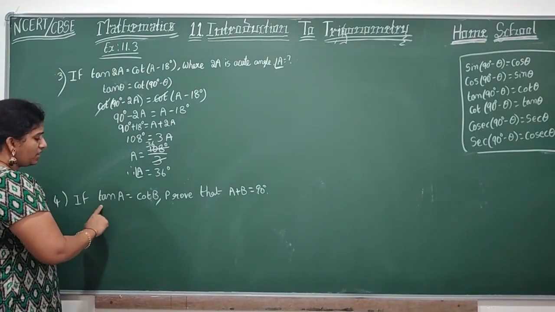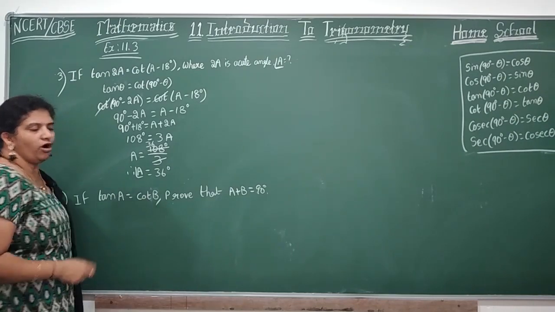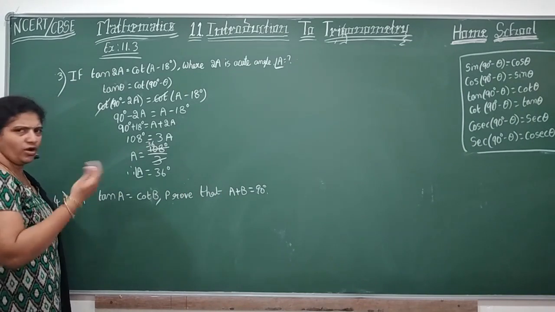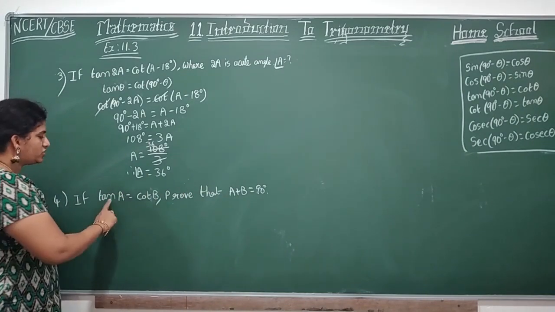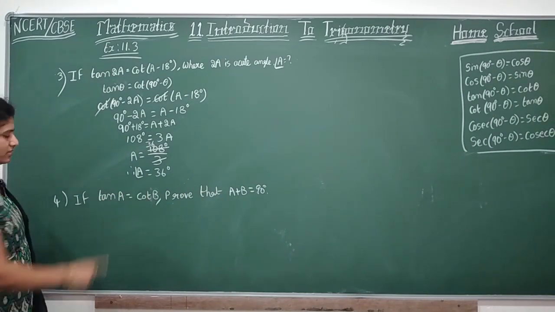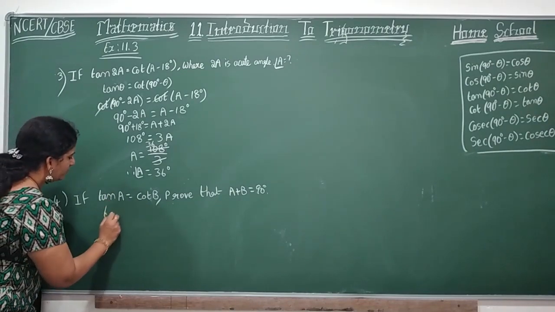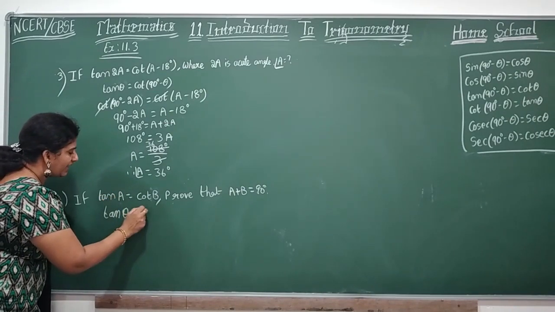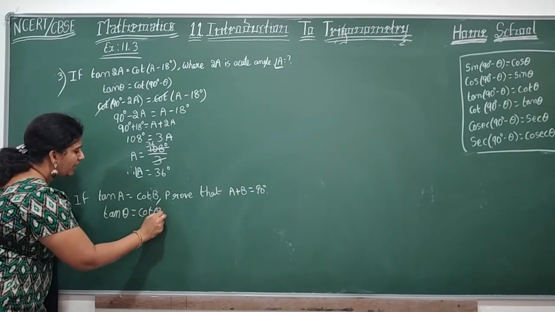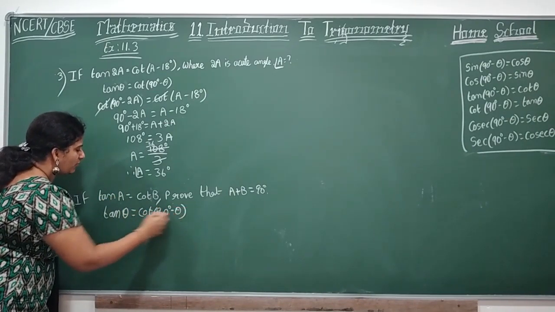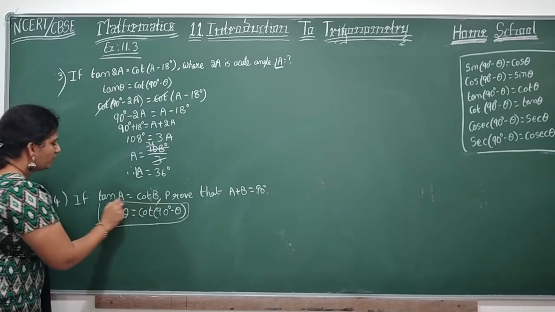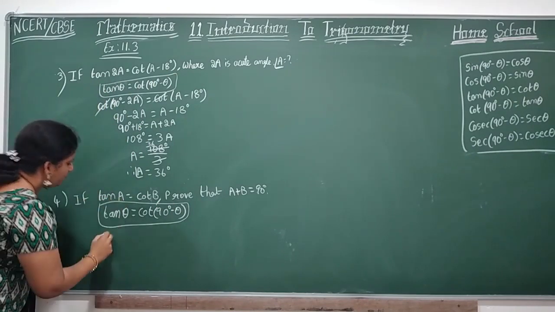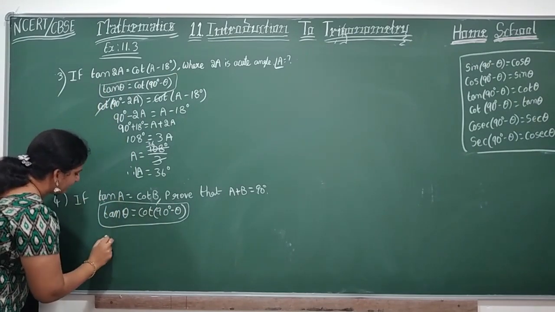If tan A is equal to cot B, prove that A plus B is equal to 90. Okay, forget about that proof. So, any one term you change. Same manner you can take. It is in the form of tan theta, children. You can rewrite this as cot (90 degree minus theta). You can rewrite. Okay, this is the formula. Again, don't confuse here how it came. So, now this tan theta rewrite like this.